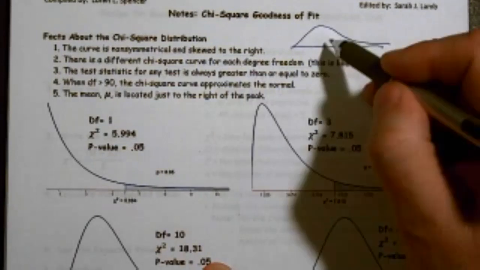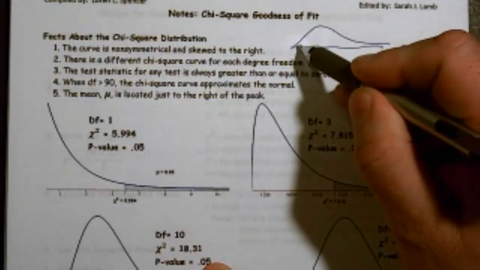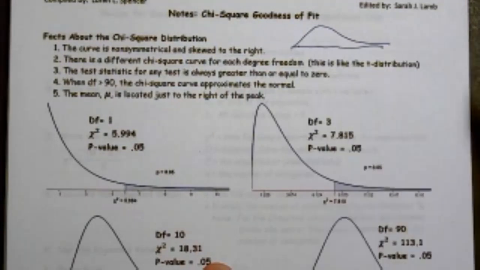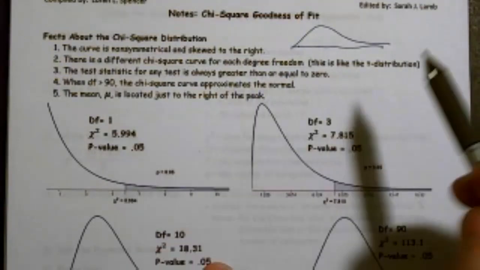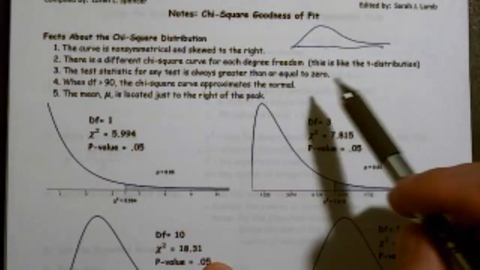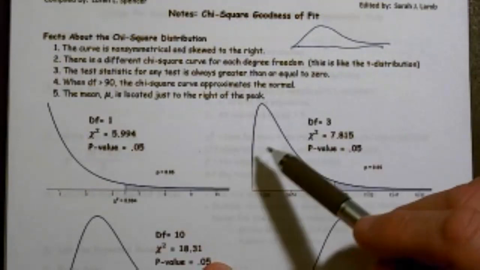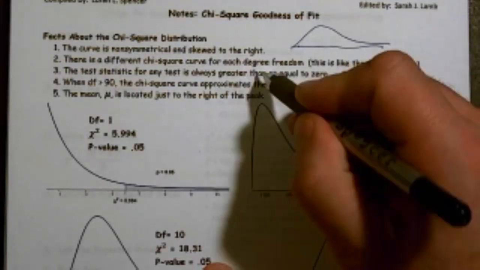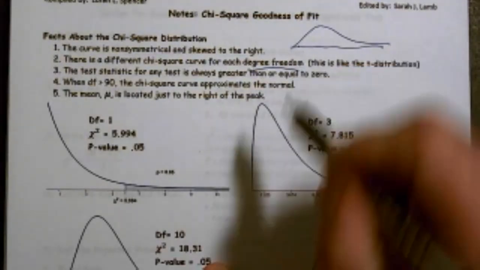Remember the normal: it didn't matter what the sample size was, there were no degrees of freedom. Regardless of what we had, plus or minus 1 was 68%, plus or minus 2 was 95, plus or minus 3 was 99.7. But the t distribution varied based on the sample size, just like it will here, but it'll be based on degrees of freedom, not the sample size.